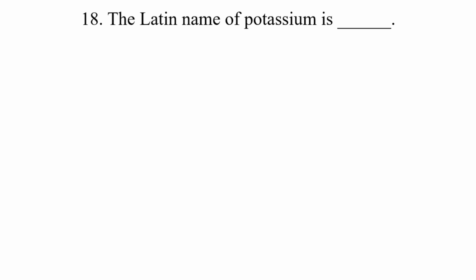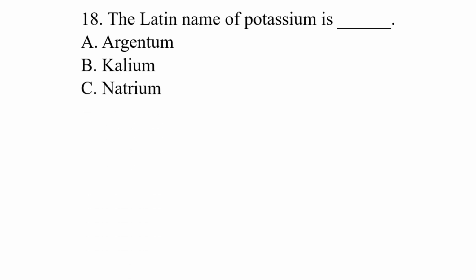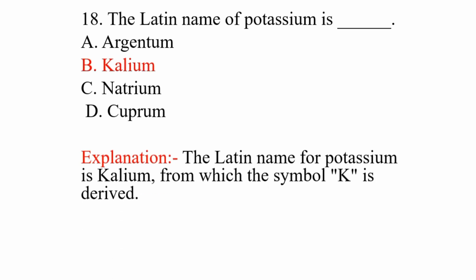Question number 18. The Latin name of potassium is A. Argentum, B. Kalium, C. Natrium, D. Cuprum. The answer is Kalium. The Latin name for potassium is Kalium, from which the symbol K is derived.